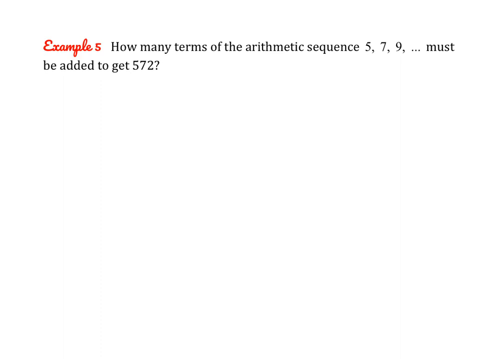Okay, so now we're going to try to work our way backwards. So this says, how many terms of the arithmetic sequence 5, 7, 9, and so on must be added to get 572? So again, we're going to be using this formula, but working backwards.